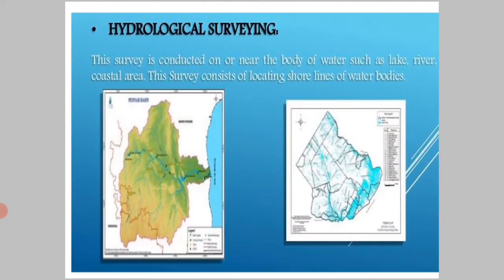So the second is the hydrological surveying. This type of surveying is conducted on or near a body of water such as lake, river, coastal areas, and this survey consists of locating shorelines of water bodies. In the second diagram, it shows locating the shorelines of water bodies. Okay.